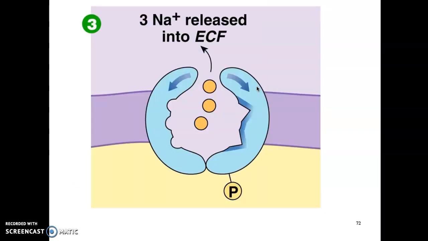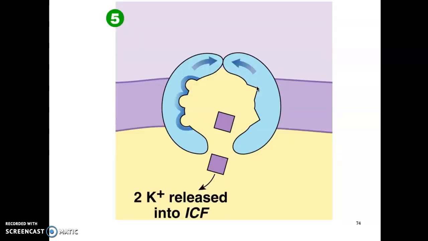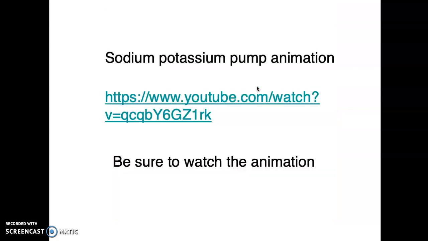It changes shape, and the sodium is released to the outside of the cell, which is great, but we're not done. Now, 2 potassium ions are going to bind to that same protein in the opposite direction and bring that potassium back into the cell. These diagrams are all in your text. And be sure to watch that animation. Thanks for listening. I'm going to cut it there.